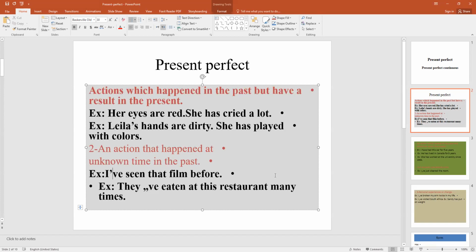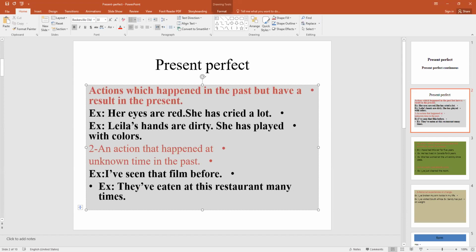While you are sitting with your family in front of the TV, a movie comes on the screen, and you want to tell them that you have seen this before. Don't say I saw this movie before. No. For actions with unknown time in the past, you use present perfect. Yes, excellent. So I have seen that movie before. I've seen that movie before.